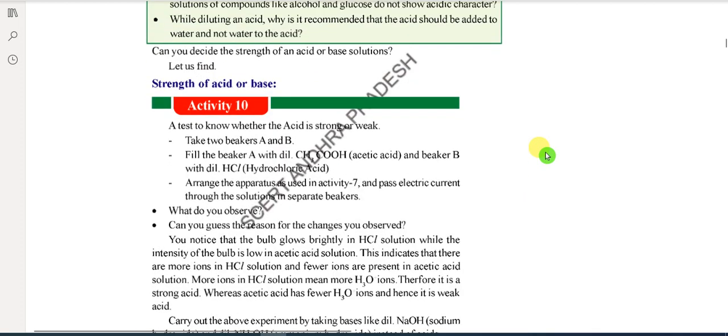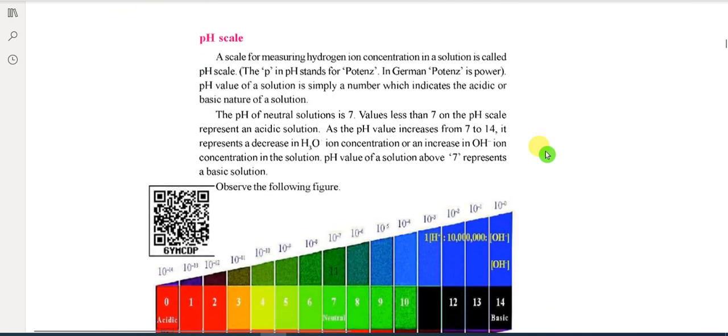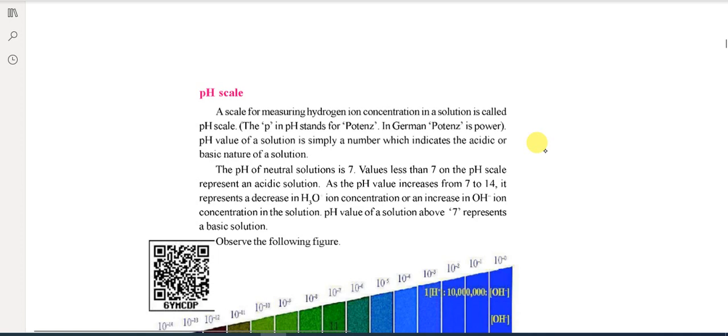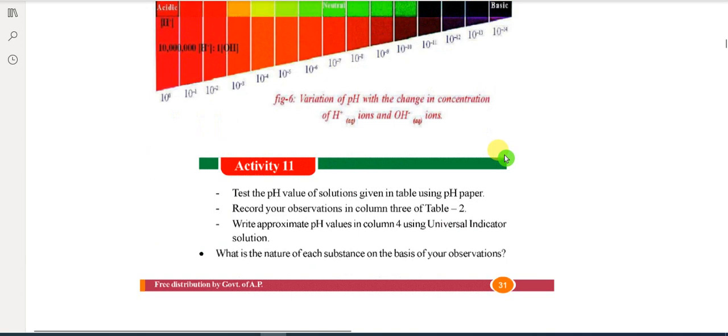Strength of acid and base. In strength of base, the pH scale is very, very important. Yes, 0 to 14, the Sorensen scale. pH less than 7 is acids, and pH greater than 7 is bases, which are alkaline. Exactly, pH equal to 7 is neutral. Yes, you have green color.